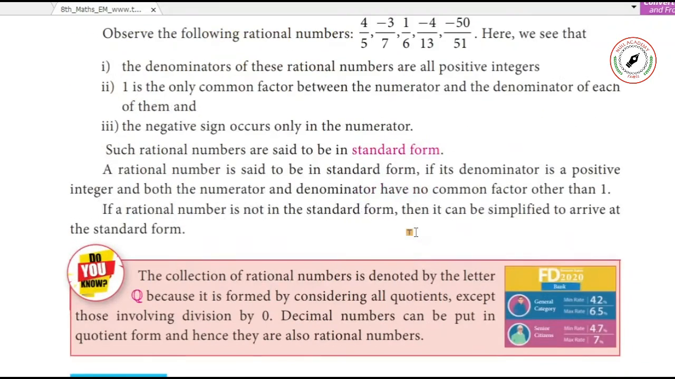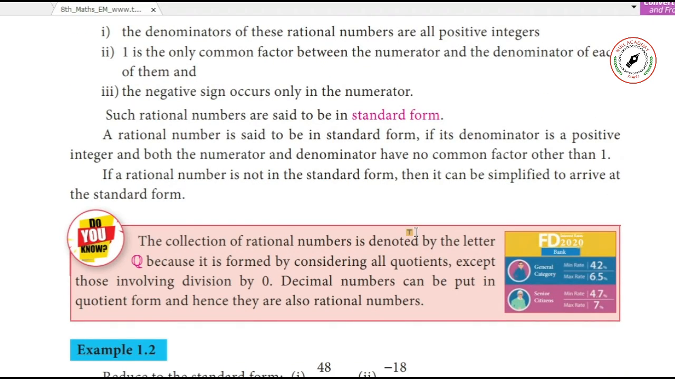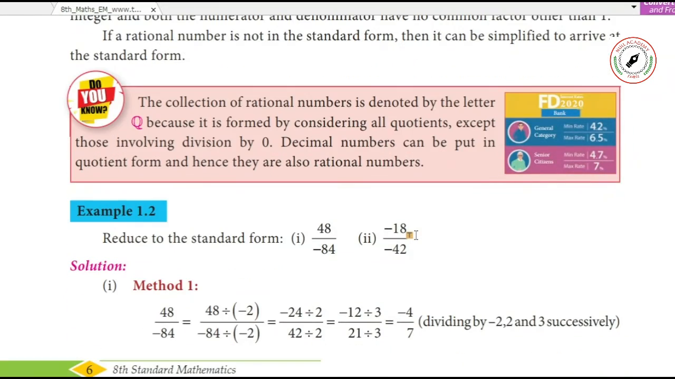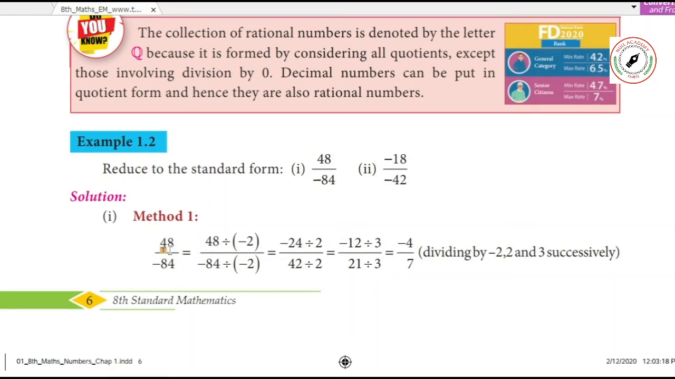Okay, that's all. This is a very important point. You have to understand this one. For example, you see this example, 48 by minus 84. Shall we do this one? These two exercises. You see, they have given the solution itself here.